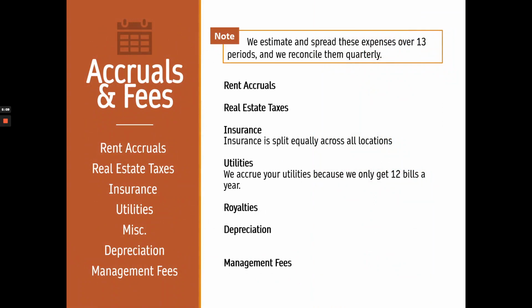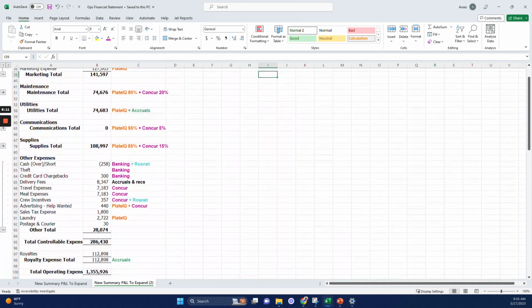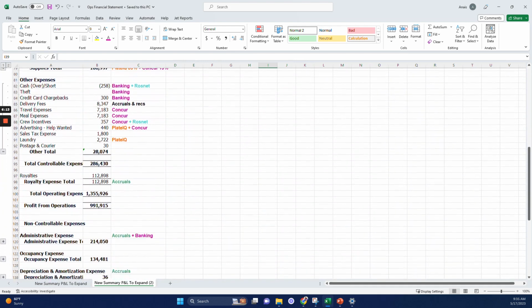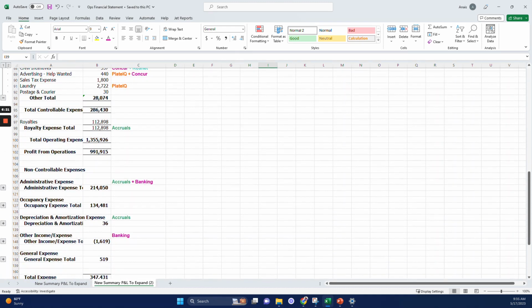The third big bucket of data that goes into your financials comes from the accruals that we post. Accruals are annual or monthly expenses that we estimate and spread over 13 periods. We accrue utility invoices at least once a year since we only get 12 a year. Other accruals are mostly below profit from ops, as you can see. It's your rent expenses, your real estate taxes, your insurance. We also depreciate your assets, such as equipment and building, every period. And finally, we estimate your management fees based on your sales every period.